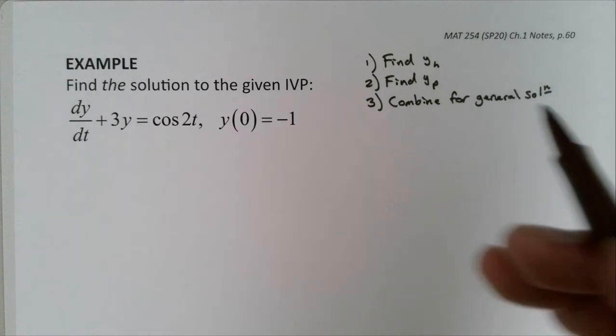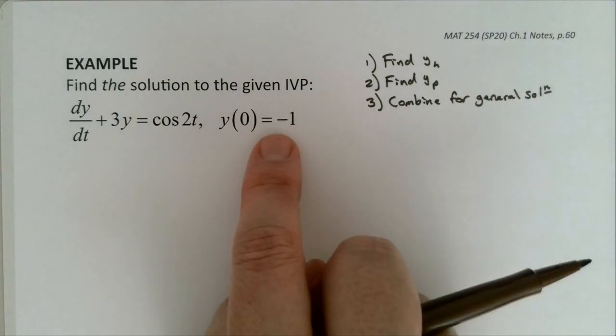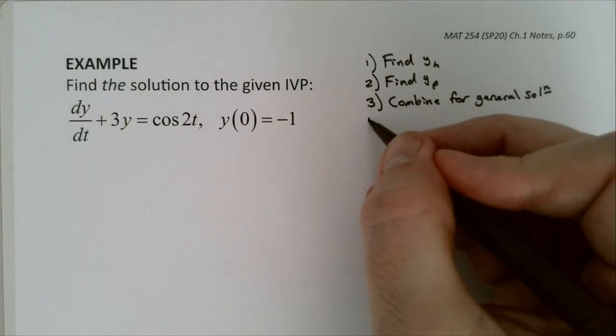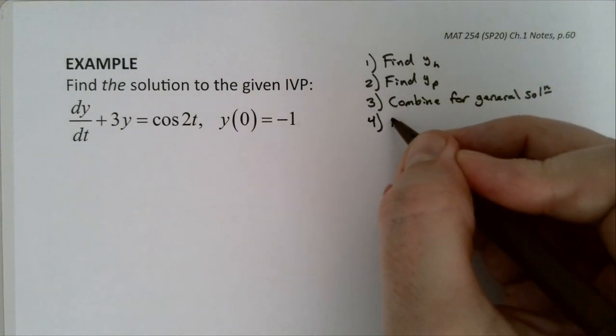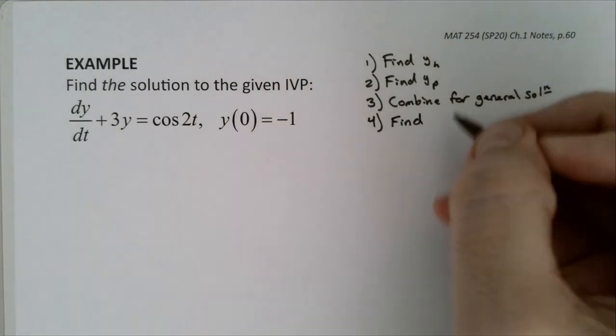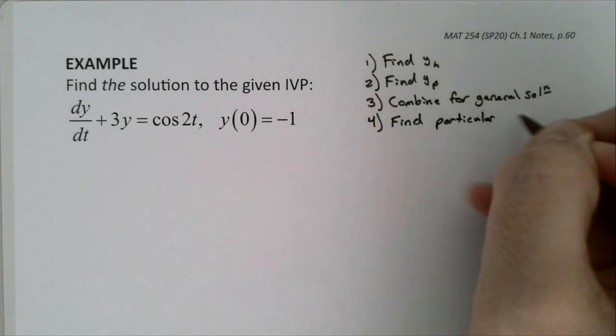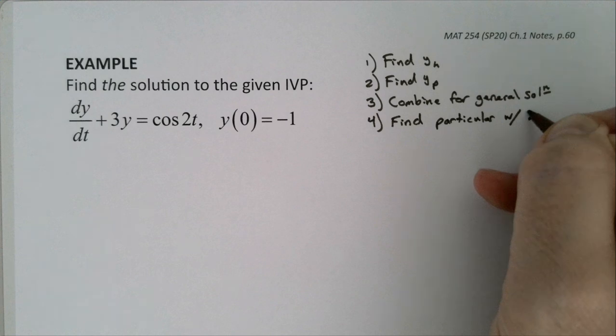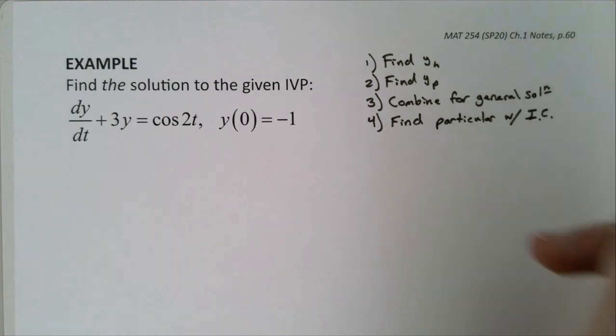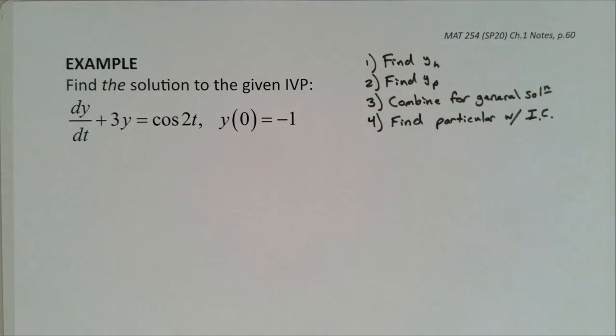This example has the added wrinkle of an initial condition. And so that means if you have an initial condition, you can go one more step and find the particular solution with the initial condition. So that's really just the fourth step that we're going to use here.